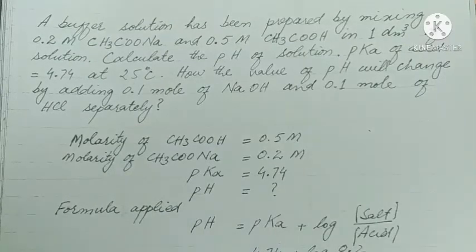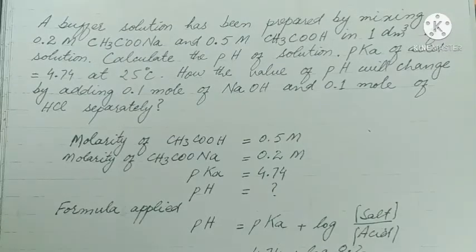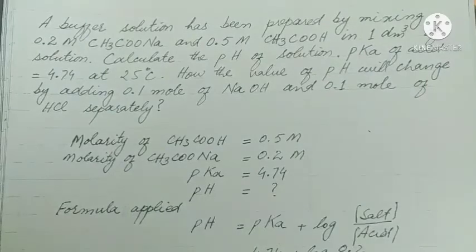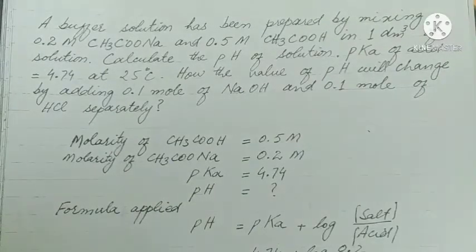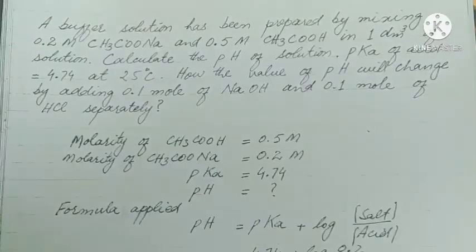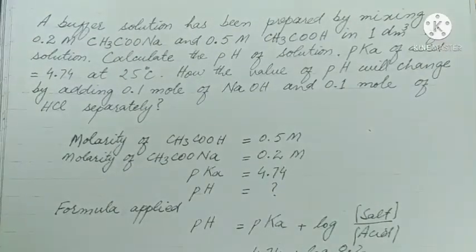Part B of question number 23 of the exercise of chapter number 8. A buffer solution has been prepared by mixing 0.2 moles sodium acetate and 0.5 moles acetic acid in 1 decimeter cube of solution. Calculate the pH of solution. pKa of acid is 4.74 at 25 degrees centigrade. How the value of pH will change by adding 0.1 mole of sodium hydroxide and 0.1 mole of HCl separately.